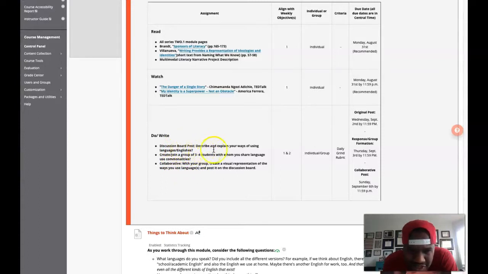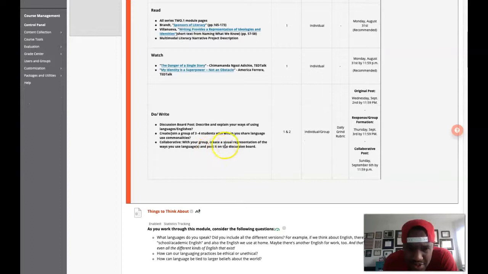Discussion board post where you describe and explain your ways of using languages. You have to join a group of students with whom you share language commonalities, and then you're going to collaborate with your group and create a visual representation.